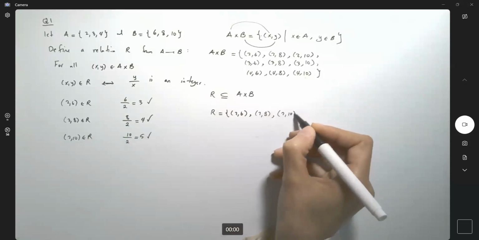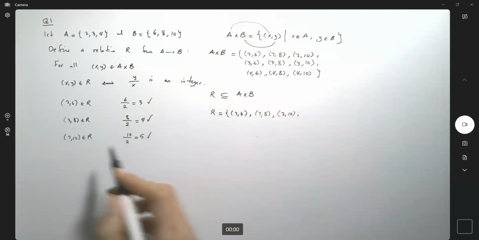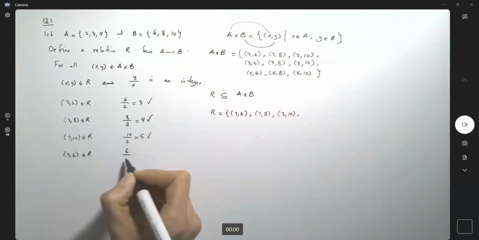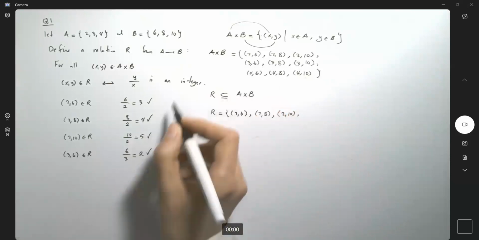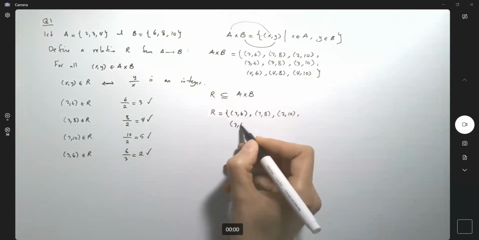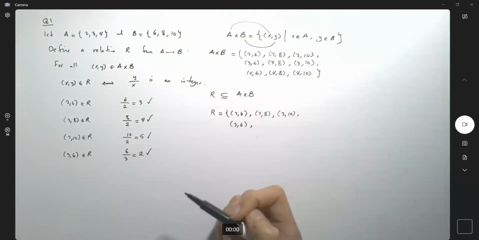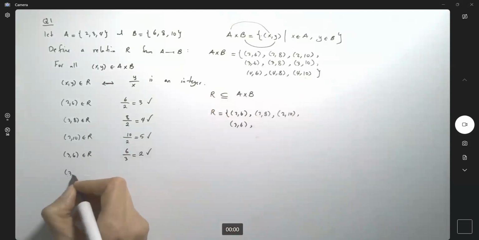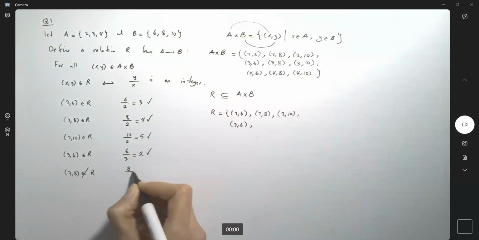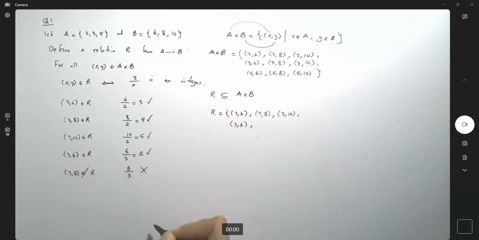So 2 and 10. What about 3 and 6? Yes, we don't have any issue with 3 and 6. 6 divided by 3 is 2, which is an integer. So let's go to the next line, 3 and 6. What about 3 and 8? Well, 3 and 8 is not a member of R. Why? 8 divided by 3 is not an integer. It's just a fraction that cannot be simplified.